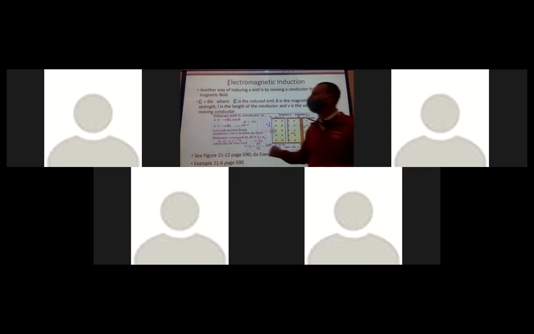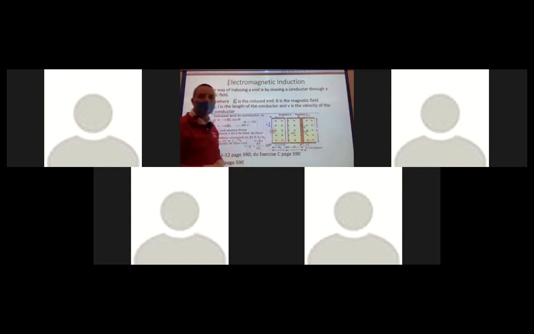This time the induced voltage is the magnetic field, which is constant, times the length of wire, times the velocity that wire is moving. Okay?